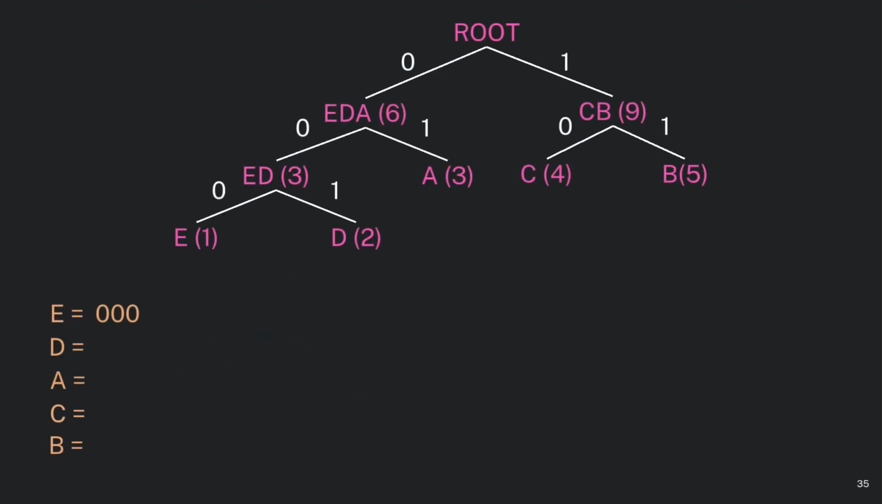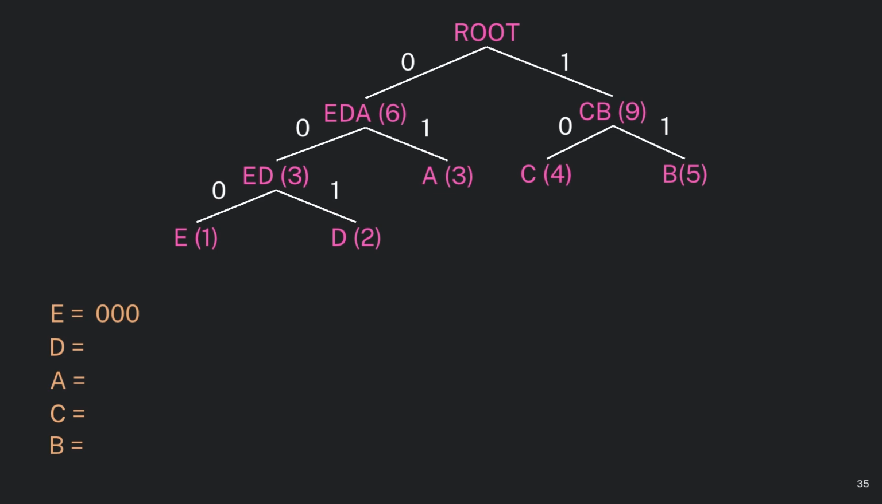Now let's find out the code for each character. We will always start from the root and try to go to the leaf of that character. For E, I am starting from my root node and ask which way should I go to reach the node E. In the root node, I ask which way should I go. As you can see, ED is on the left. So I am going left and writing 0 in my code.